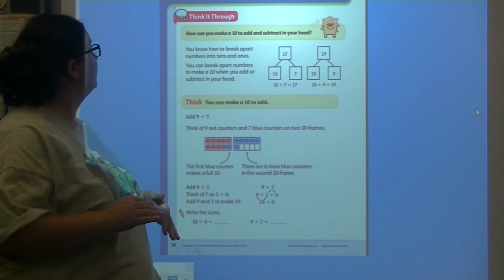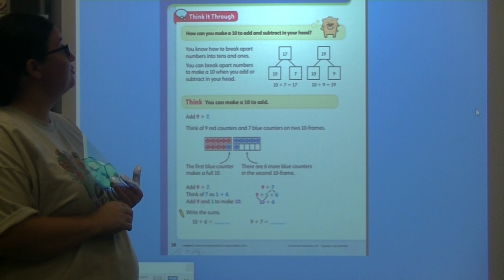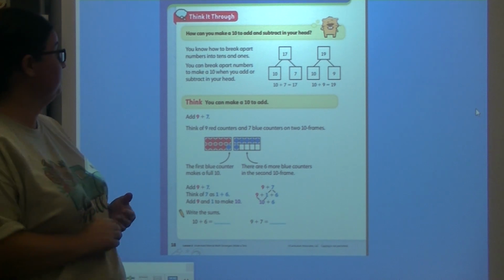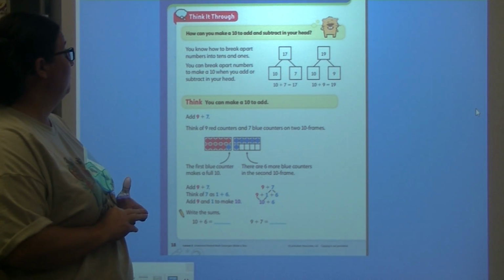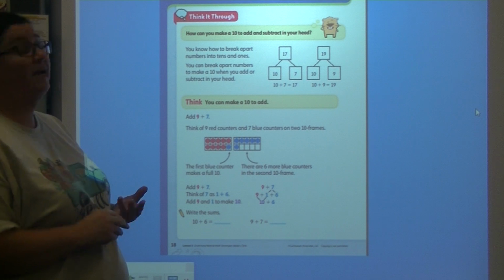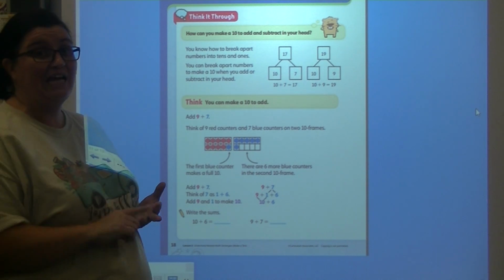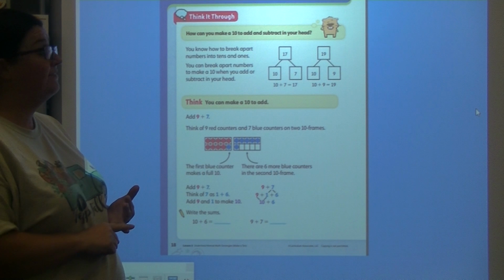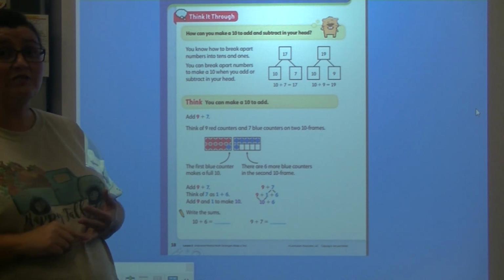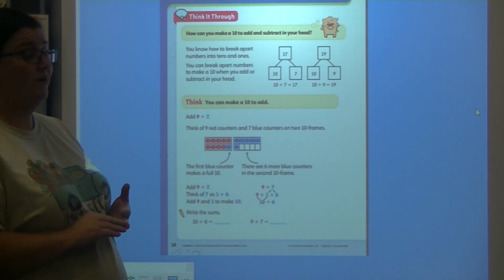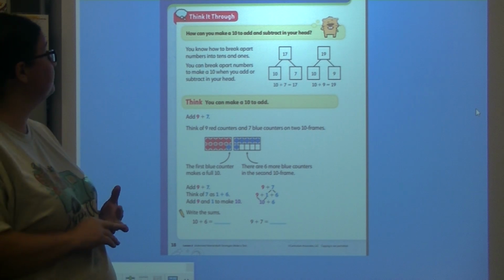This week we've been working on the mental strategy to make a 10. We have also worked on counting on in the past, and we have worked on fact families. So you can also use those strategies. You don't have to stick with just one.